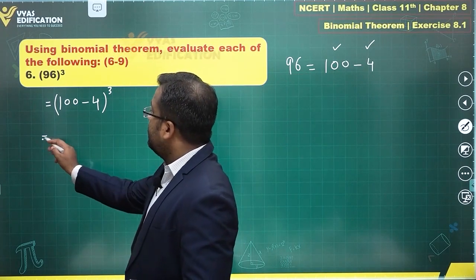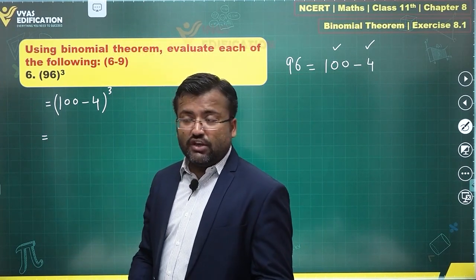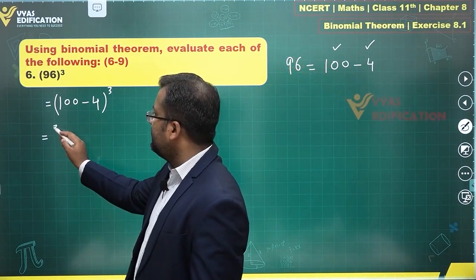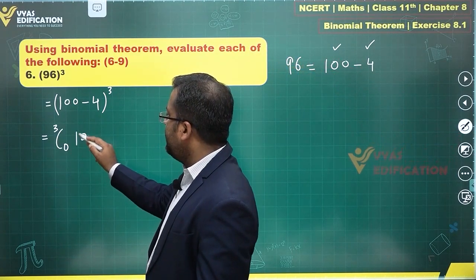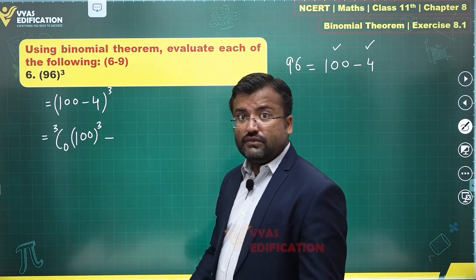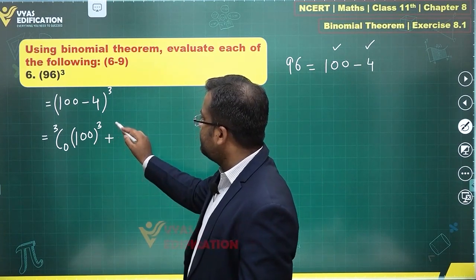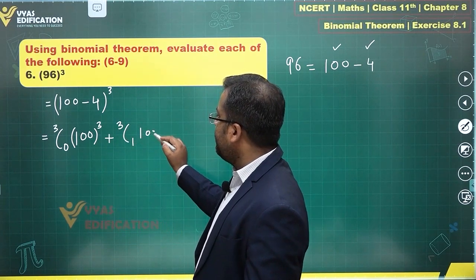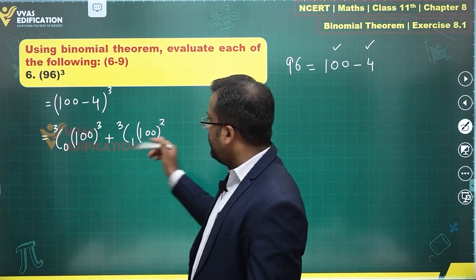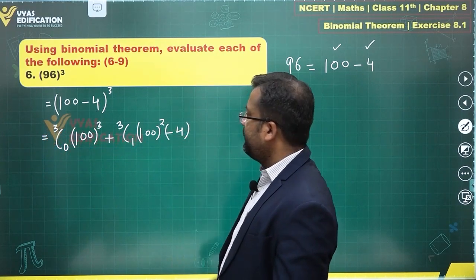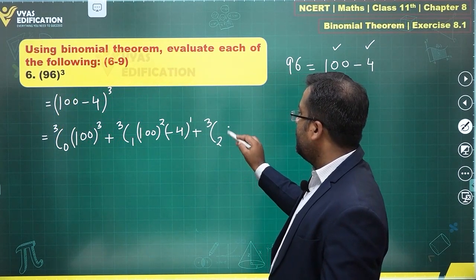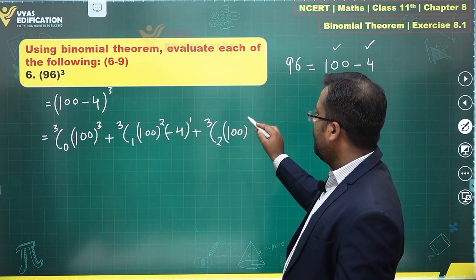So let's write this in terms of a cube, but before that let's use 3c0. Let's use binomial properly. This is 3c0 100 power 3, then 3c1 100 power 2. The power of 100 reduces. The power of minus 4 was 0 over here, and it will increase. This will be minus 4 power 1, plus 3c2 100 power 1.